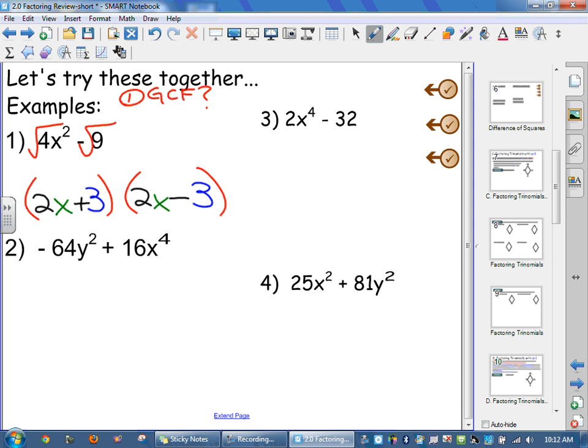Okay. Now if we take a look at number 2. Number 2 has something going on. What do you notice about the way it's written? The negatives out front. So first of all, we're going to flip-flop them. So this is actually 16x to the 4 minus 64y squared.